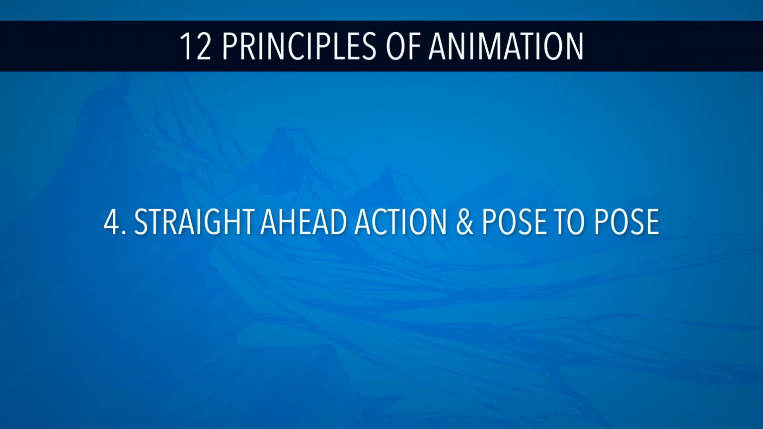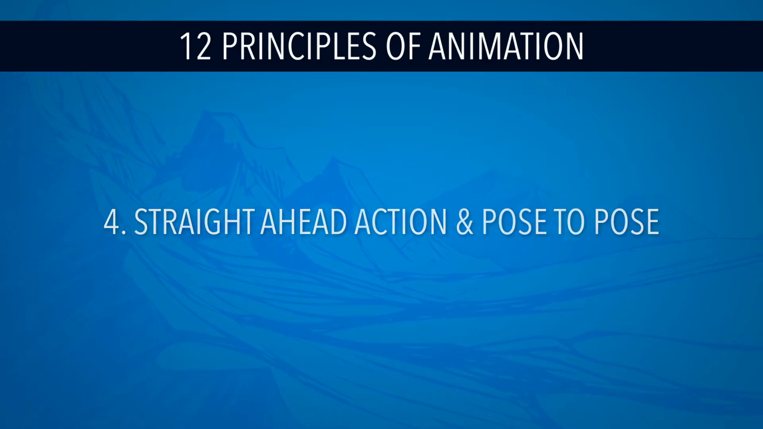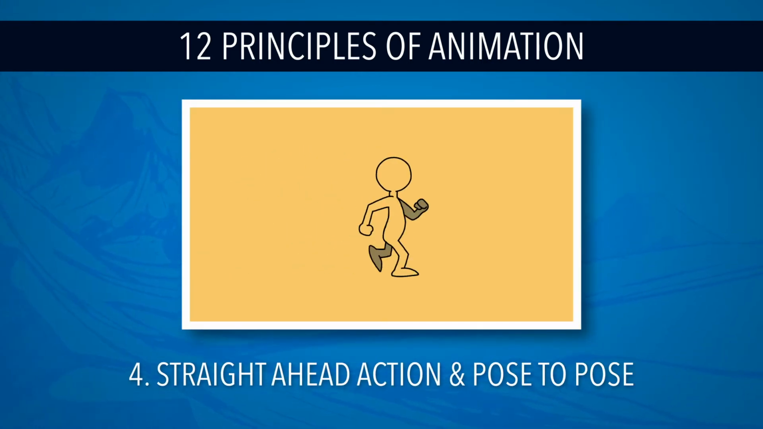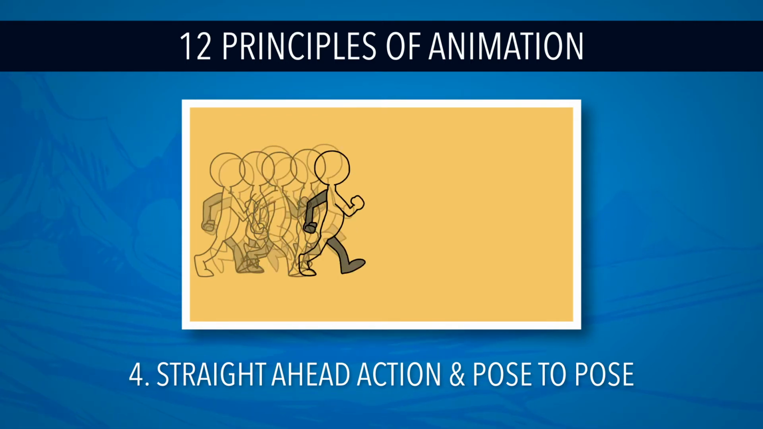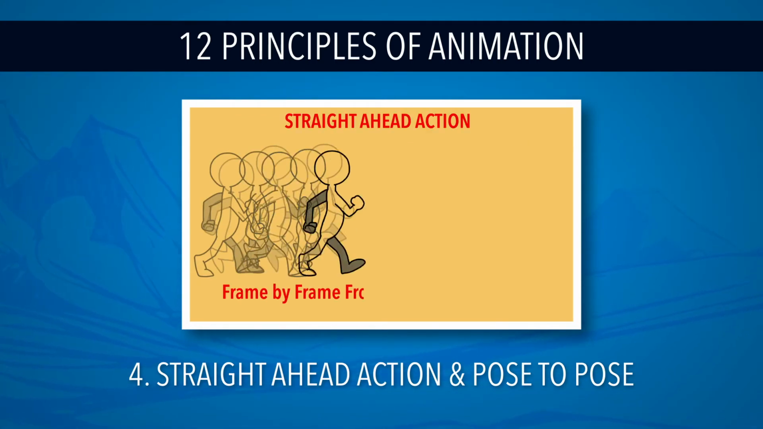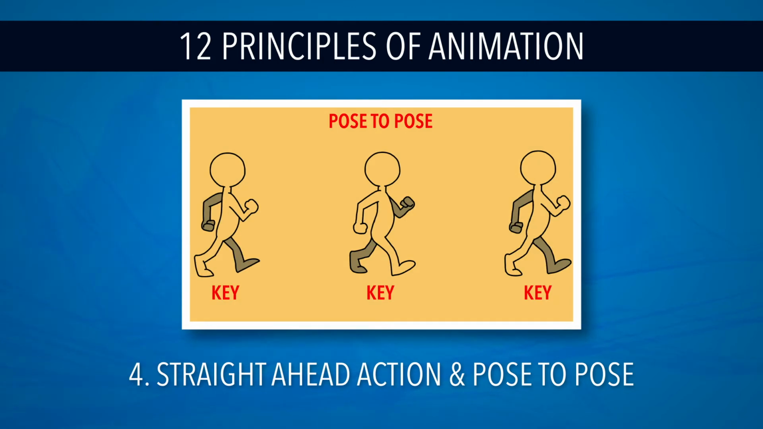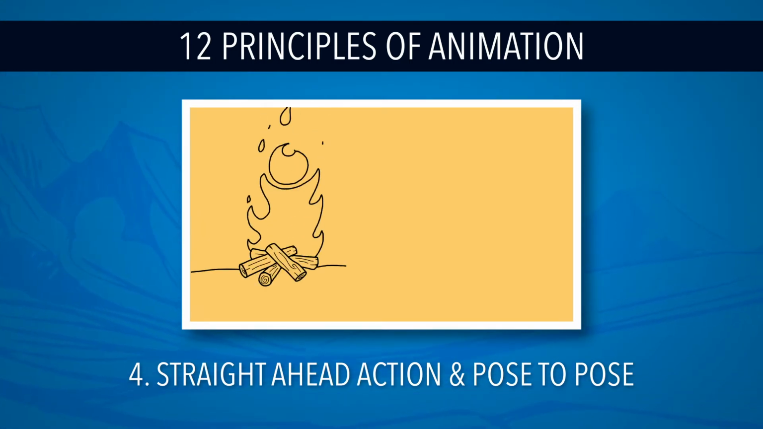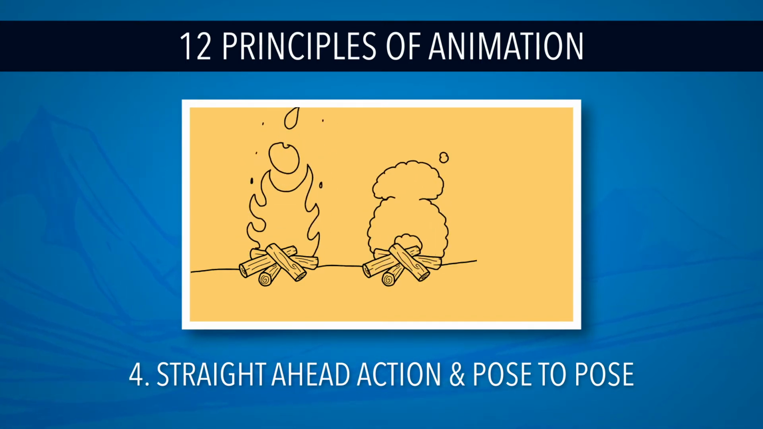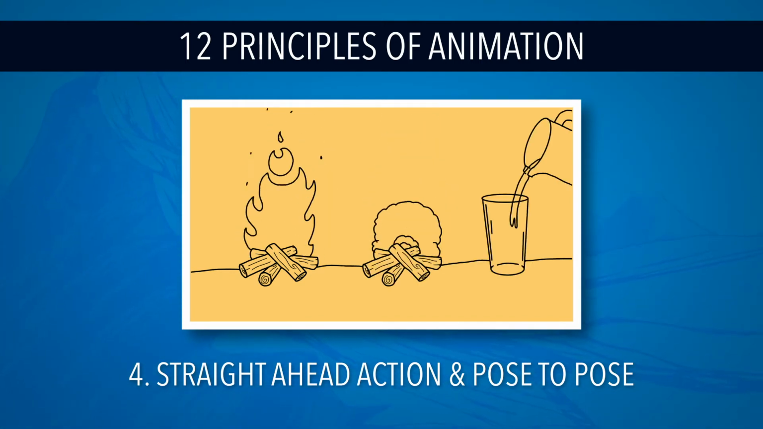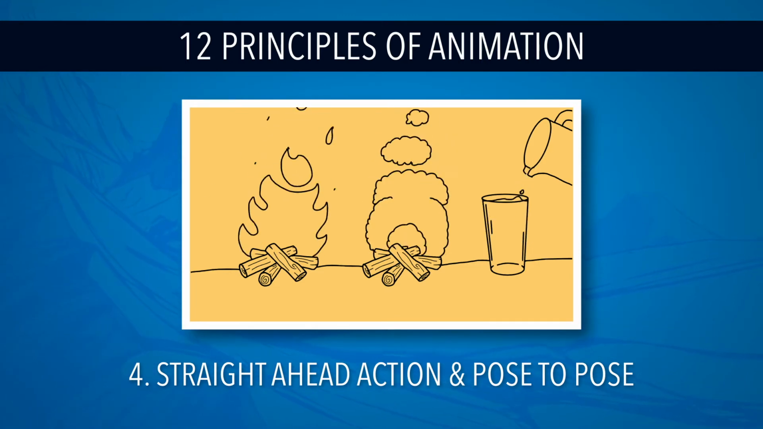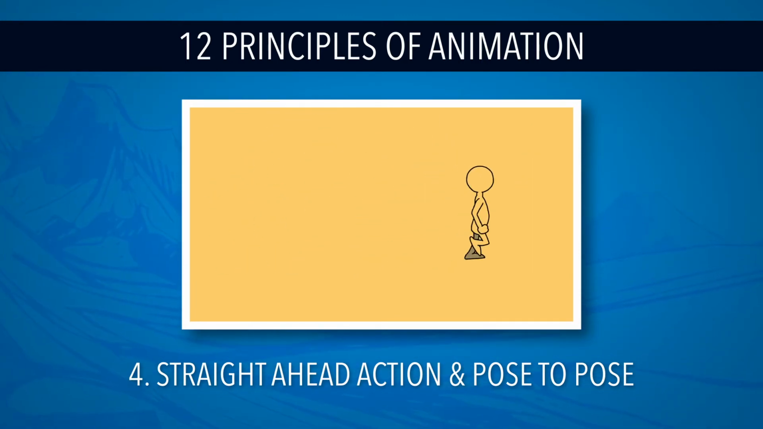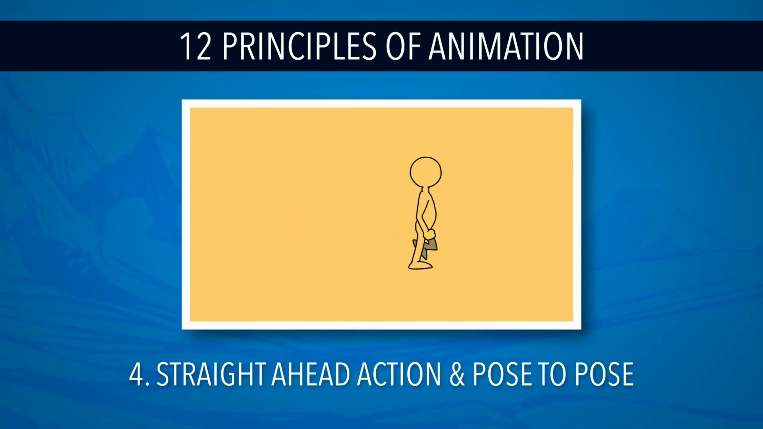Number four, straight ahead action and pose to pose. These are two very different approaches to the drawing process. Straight ahead action scenes are animated frame by frame from beginning to end, while pose to pose involves starting with drawing a few key frames and then filling in the in-betweens later. Straight ahead action creates a more fluid, dynamic illusion of movement, and it is better for producing realistic action sequences. On the other hand, it is hard to maintain proportions and to create exact convincing poses along the way.